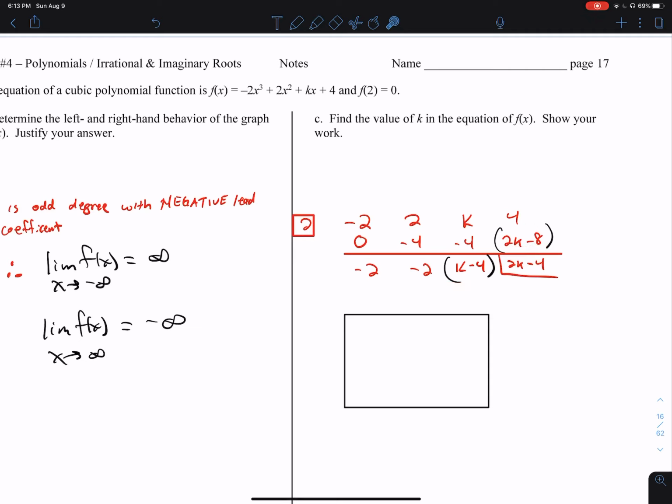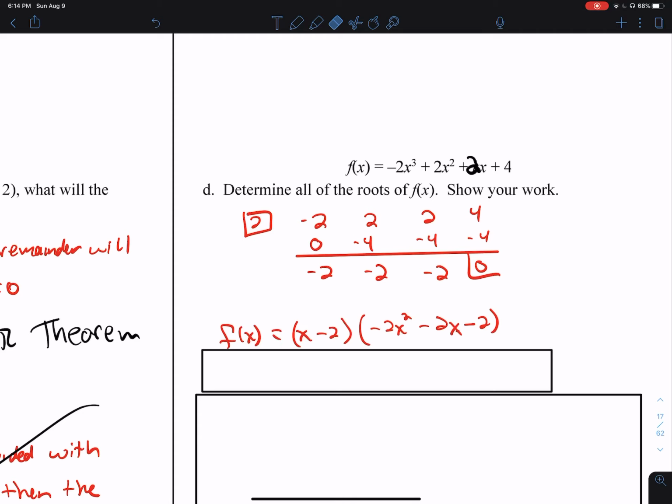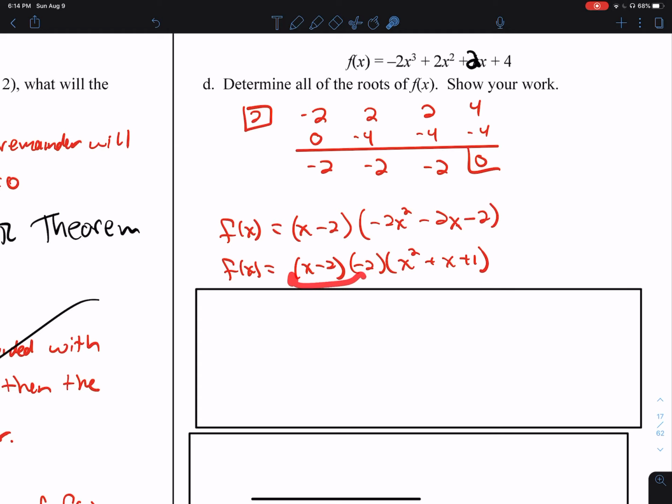So if we divide this by 2 synthetically, and instead of having a k in here, we now have a 2, we're going to find that it goes evenly, which it should. If we then take our depressed polynomial and we write it as a trinomial, so we have a factor of x minus 2, because 2 is a root, and then we have this depressed polynomial, which is now a trinomial. We could factor a negative 2 out of this, and we can put that in front if we like.